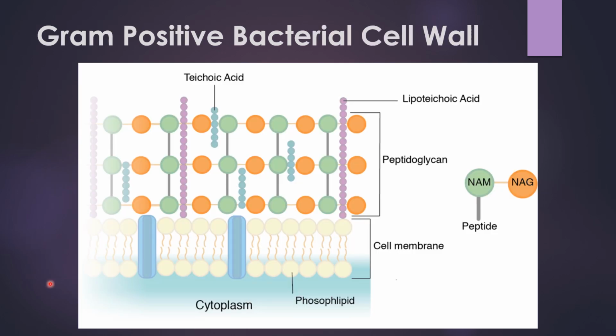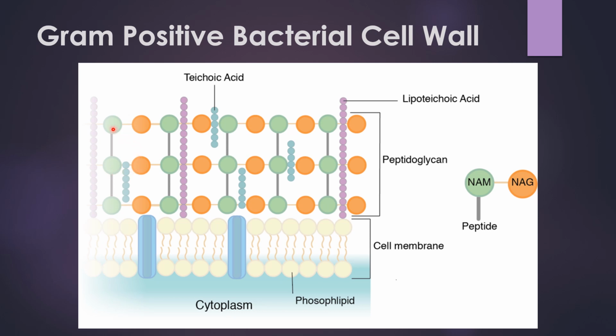This is the structure of the gram-positive bacterial cell wall. This is the cell membrane. Outside the cell membrane, the cell wall is present. Here, the major region of this gram-positive bacterial cell wall is the peptidoglycan. This peptidoglycan is made up of two compounds. One is the NAM, the second one is the NAG. These two are the major components of the peptidoglycan.